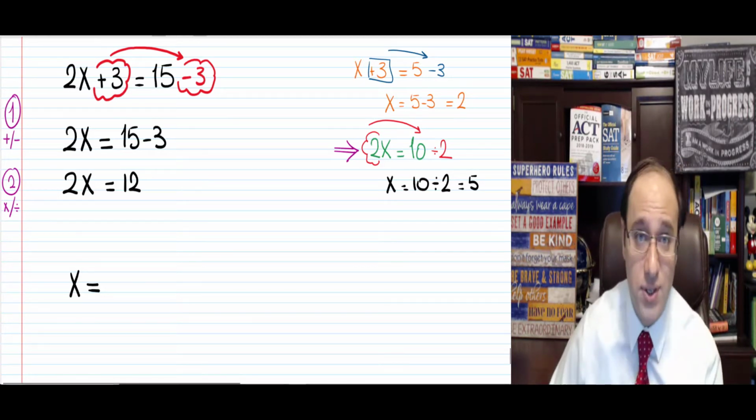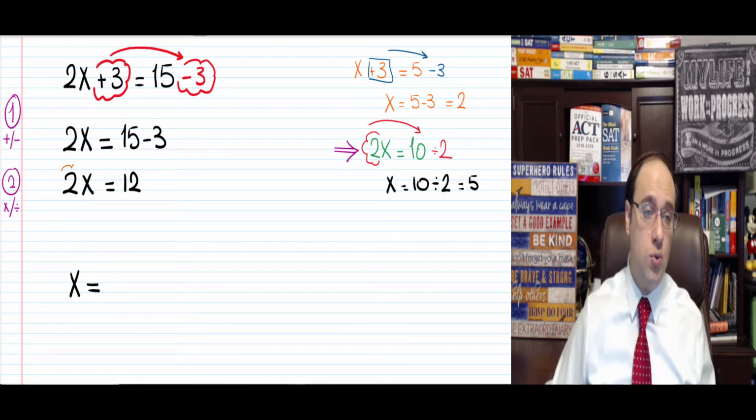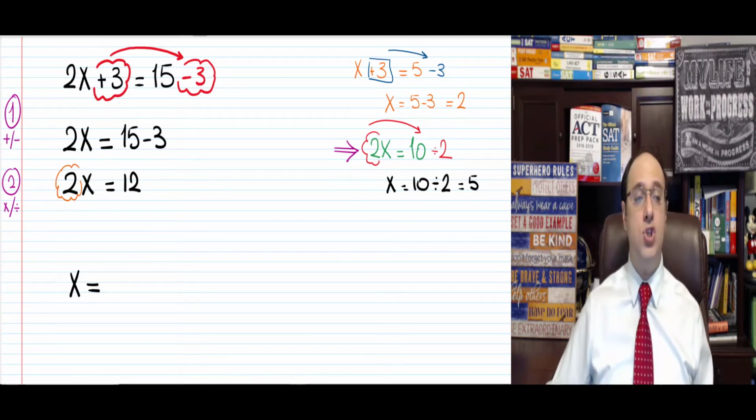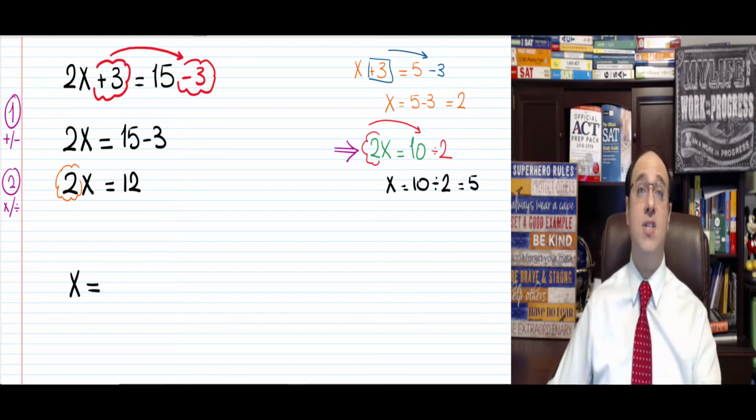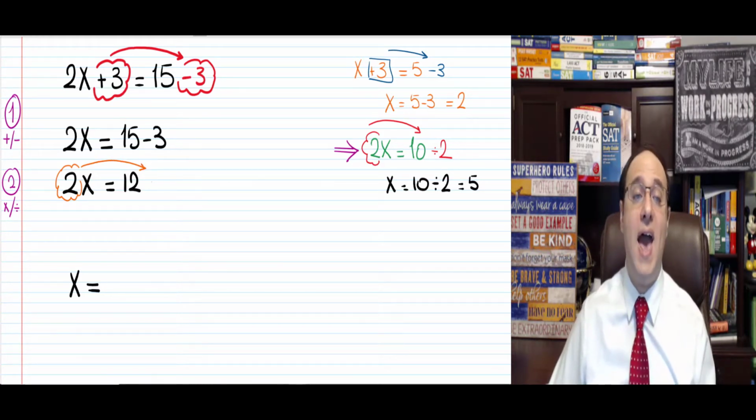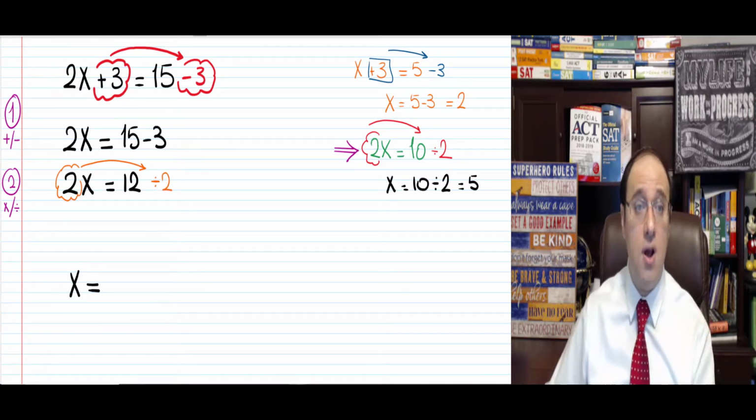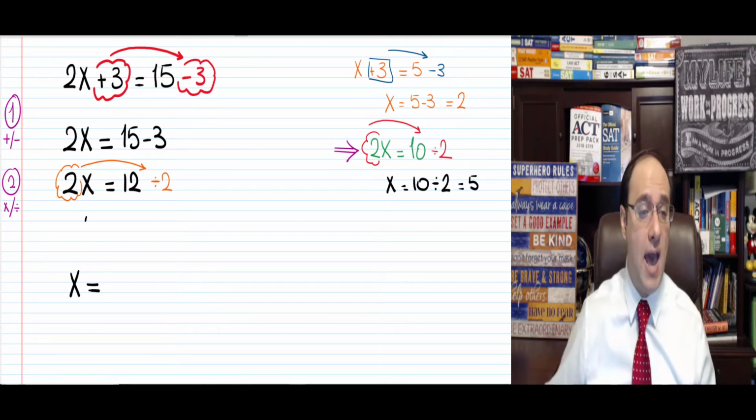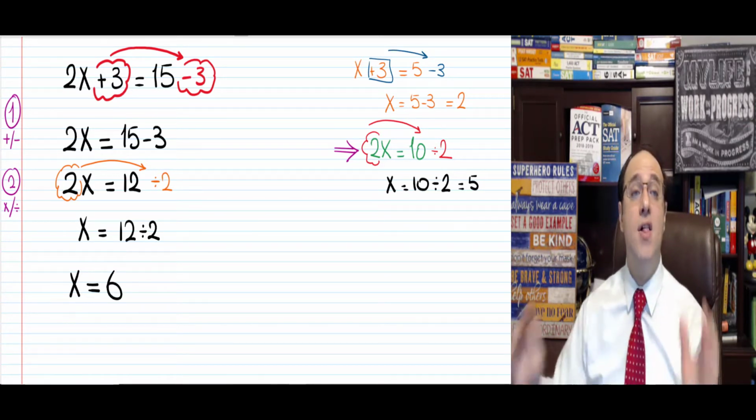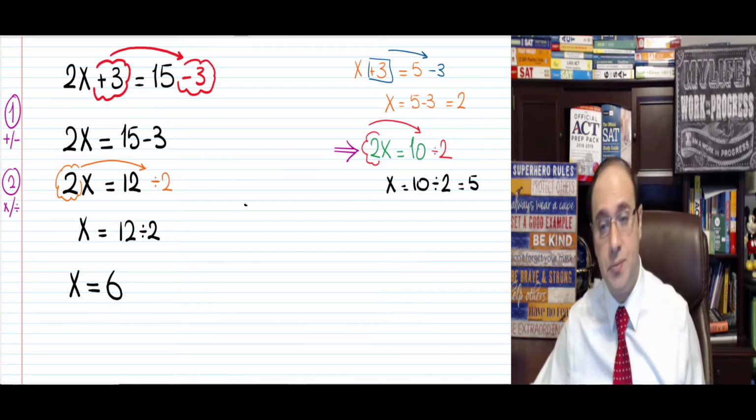Go back to the left, please. Now let's take a look. Here I want to get rid of the 2. 2x means 2 times x, which means x times 2, so it goes to the other side of the equal sign as divided by 2. The opposite of multiplication is division. So we can rewrite this as x equals 12 divided by 2. X equals 6. That is your final answer. Let's recap really quickly.